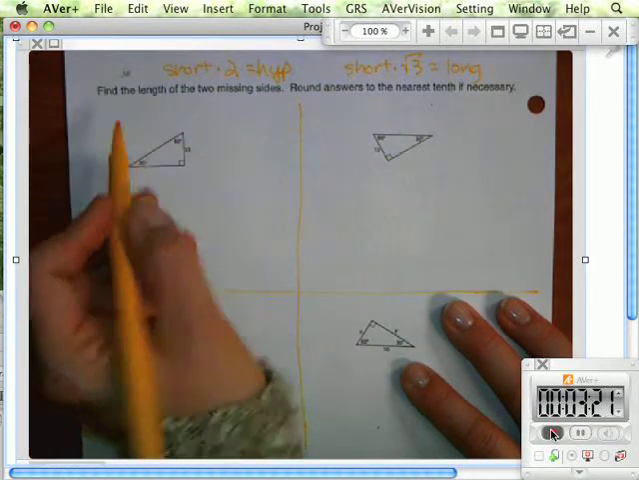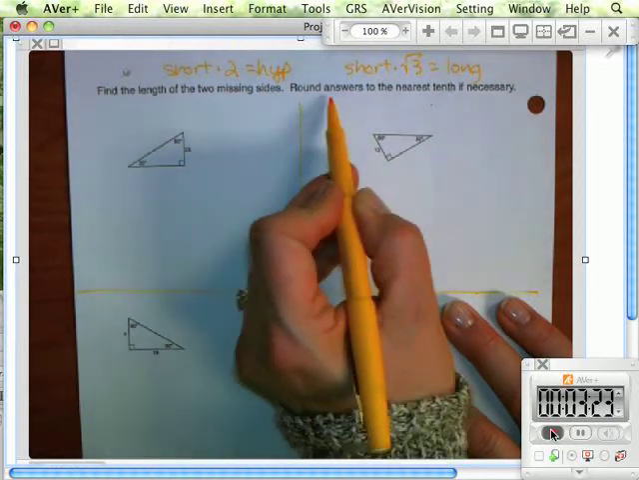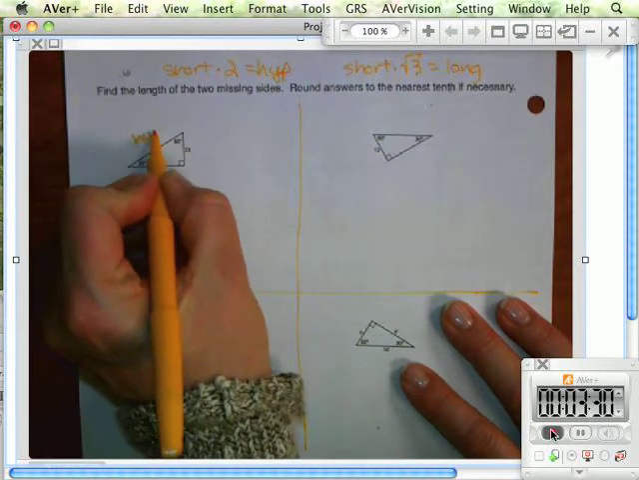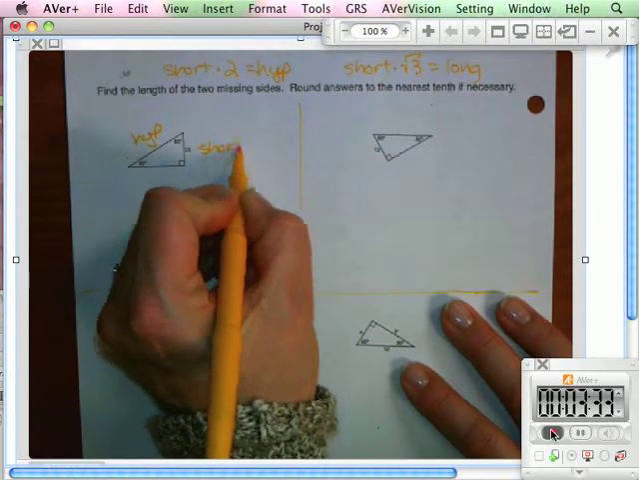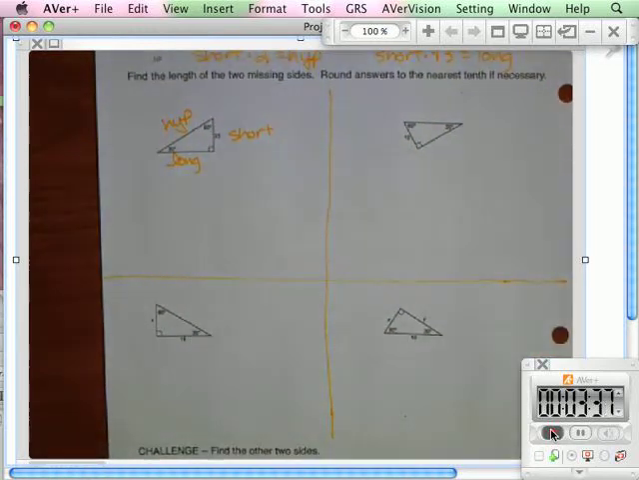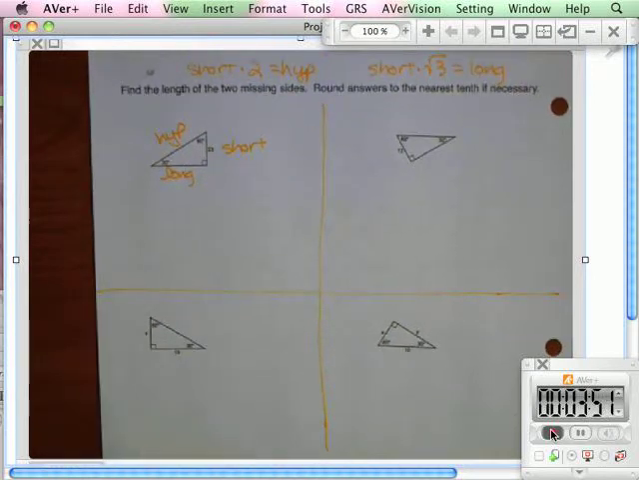Here it says, find the lengths of the 2 missing sides, round your answers to the nearest tenth. That means we can use a calculator. First of all, this is my hypotenuse. This is my short, this is my long. I was given the short. I need to find the hypotenuse and the long. Which one's the easiest to find if I was given the short one? Let's find the hypotenuse first.